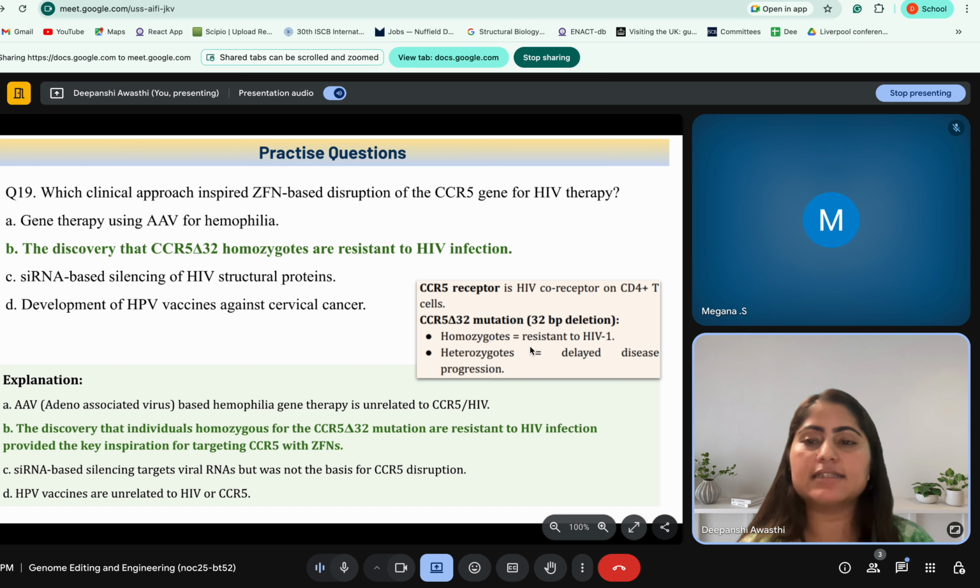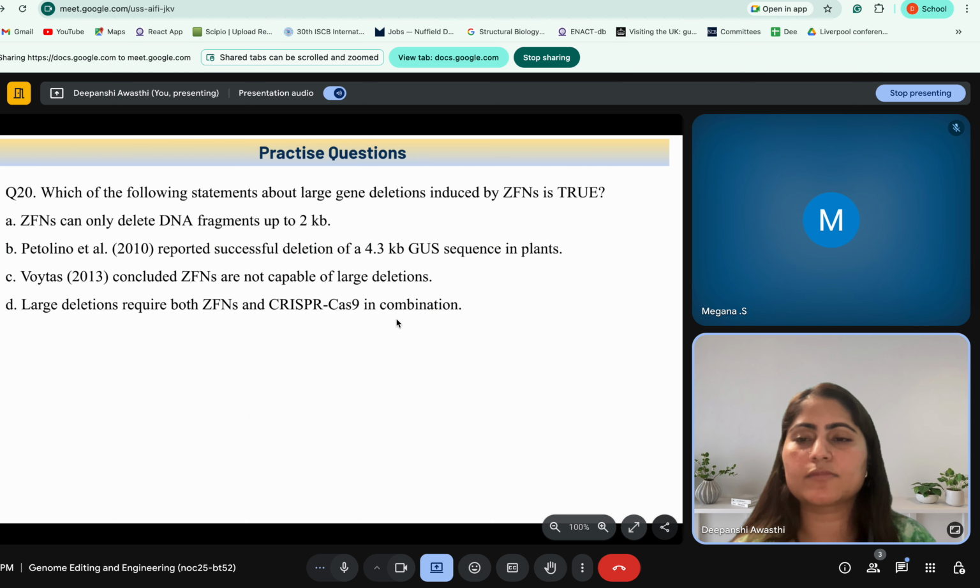Okay, now let's see. So the right answer is option B because we have seen that after the 32 base pair deletion in the CCR5 gene, if there are homozygotes present, there is resistance to HIV. So different studies have mentioned that because it is resistant to HIV, it became an inspiration with which more and more people began working, and they have looked into how with the help of ZFN we can interfere with this gene and lead to HIV therapy.